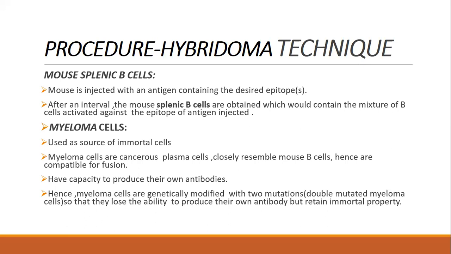First we activate the splenic B cells against the specific antigen, and then those activated splenic B cells are fused with the myeloma cells, which we ourselves first mutate so that they lose their ability to produce their own antibody but retain the immortal property. Why do we do this? What is the main reason behind it? I'll be explaining this in the next slide.